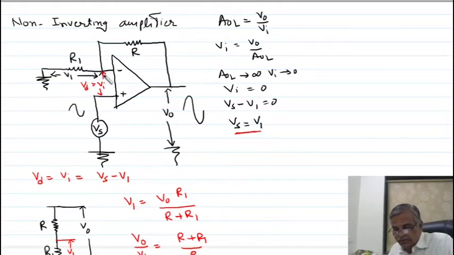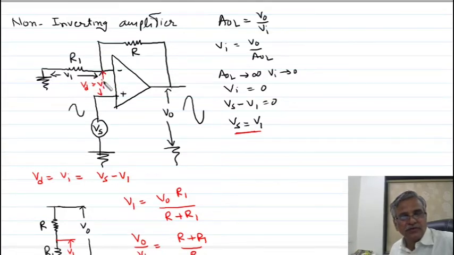Due to infinite input impedance and open loop gain of the op-amp, this voltage tends to 0. Hence the differential voltage at the two input terminals of the op-amp tends to 0. That I have shown in this way. But this voltage is nothing but Vs minus V1. So this potential and this potential are nearly the same, because Vi tends to 0.